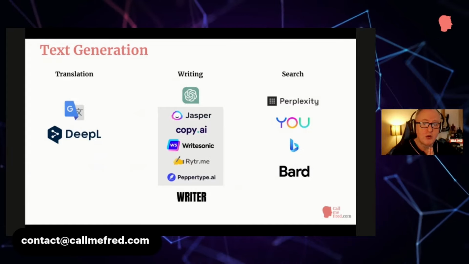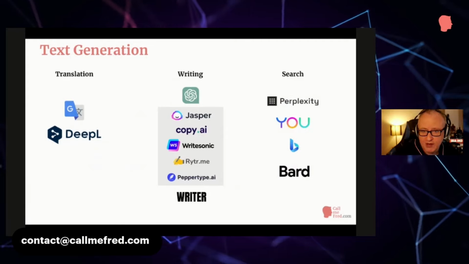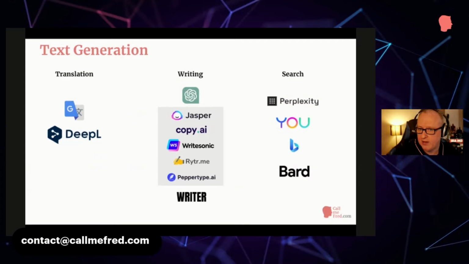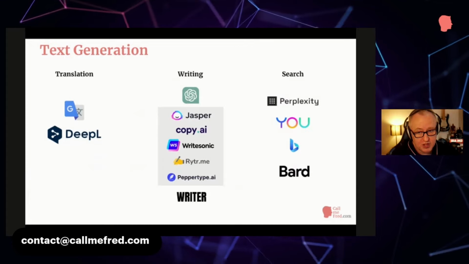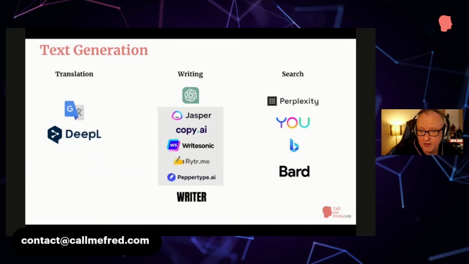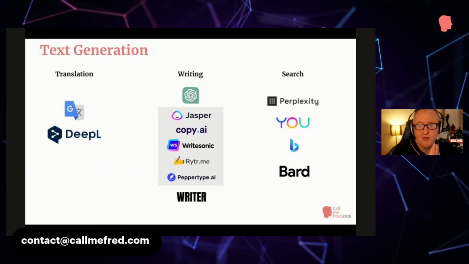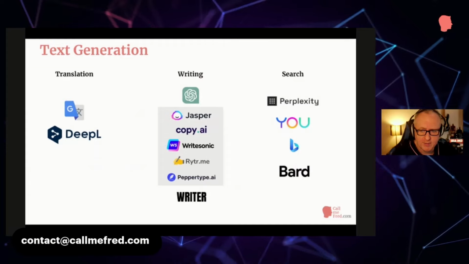In the field of creative and commercial writing, Jasper, Copy.ai, Writesonic, Rytr.me, among many others, are very popular AI writing assistants, and they are powered behind the scenes by OpenAI's GPT APIs. Other competitors include Writer.com, Peppertype.ai, and many, many others. It's a very, very crowded space with new entrants on a weekly basis.